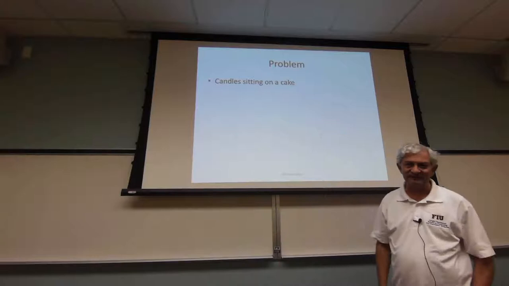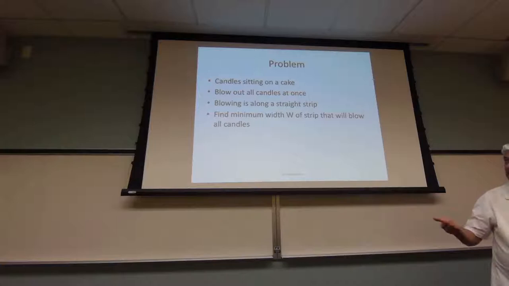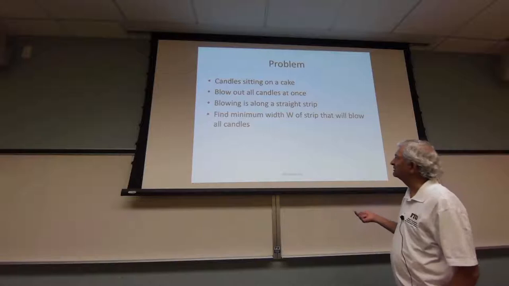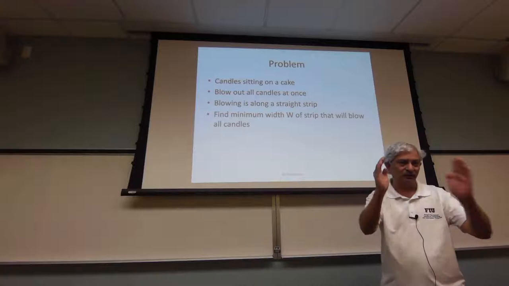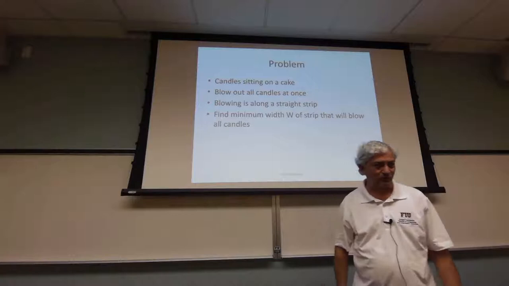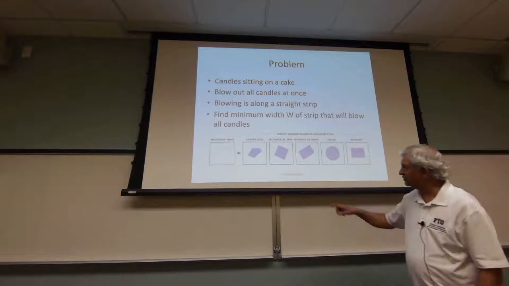So your candles are sitting on a cake. The birthday boy had to blow out all the candles at once. And the blowing could only happen along a straight strip. And you wanted to know what's the minimum width that was required to blow all the candles. Okay. So this is just to give you a sense of the problem.